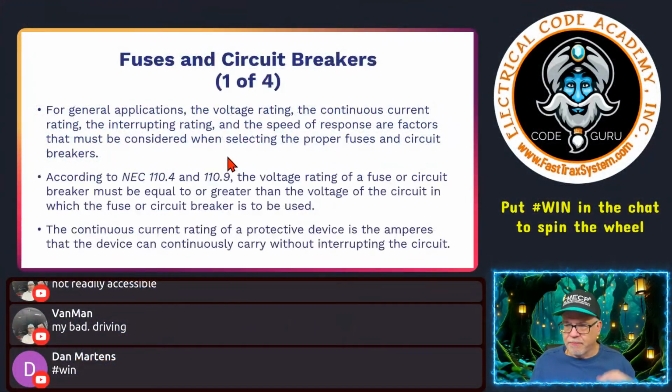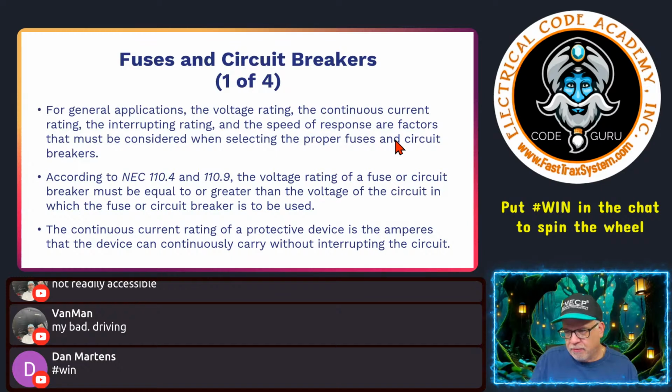All right. Fuses and circuit breakers. For general applications, the voltage rating, the continuous current rating, and interrupting rating, and the speed of response are factors that must be considered when selecting a proper fuse and circuit breaker. Right. So you'll hear people talk about trip curves again, times 0.1, 0.01. You'll hear people talk about all these things.